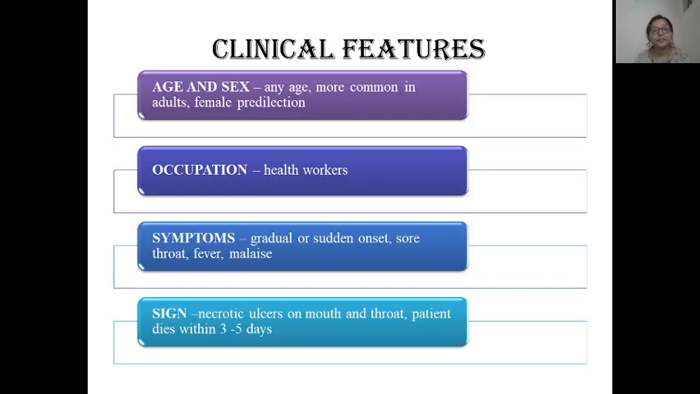These are the clinical features of patients with neutropenia. Age and sex: any age, it is more common in adults, and female predilection is more. The occupation is health workers, because they come into daily contact with drugs, and they are more prone to neutropenia. Symptoms are gradual or sudden onset, sore throat, fever, malaise. Signs are necrotic ulcers in the mouth and throat, and the patient dies within 3 to 5 days.